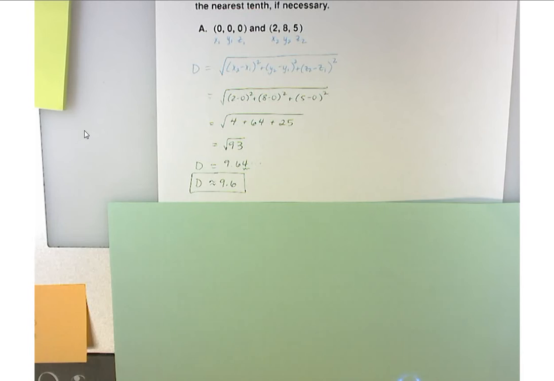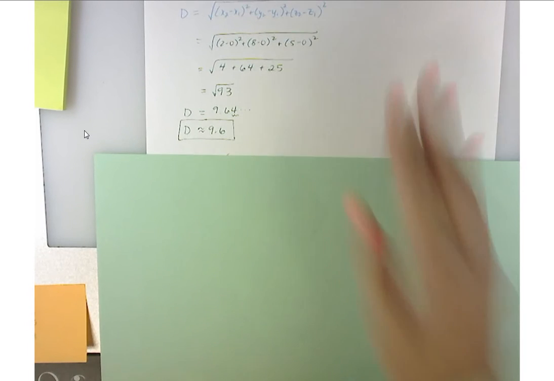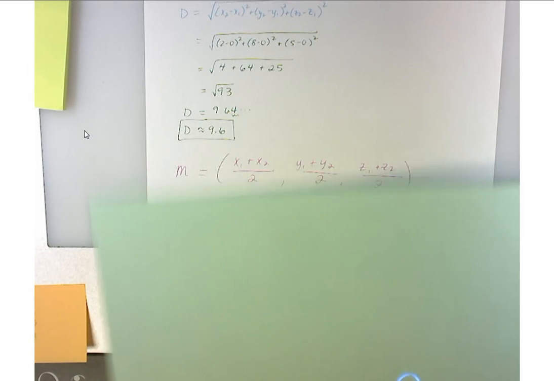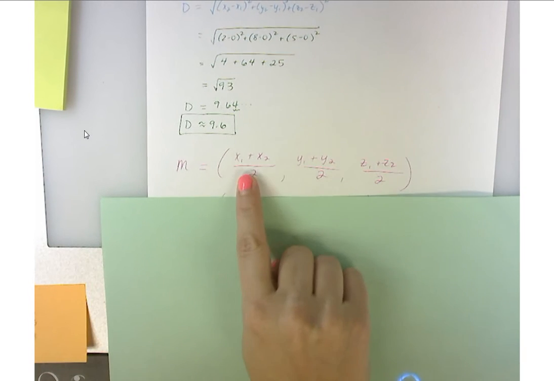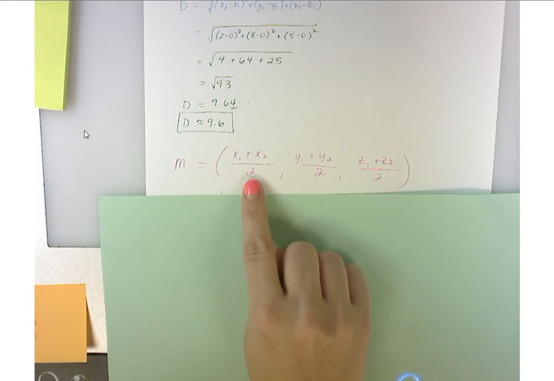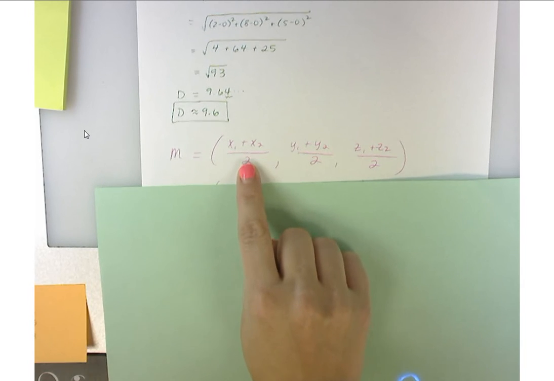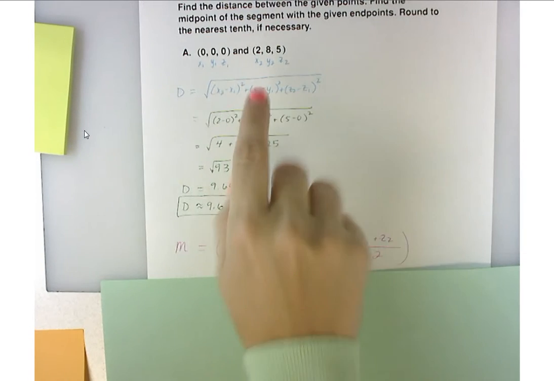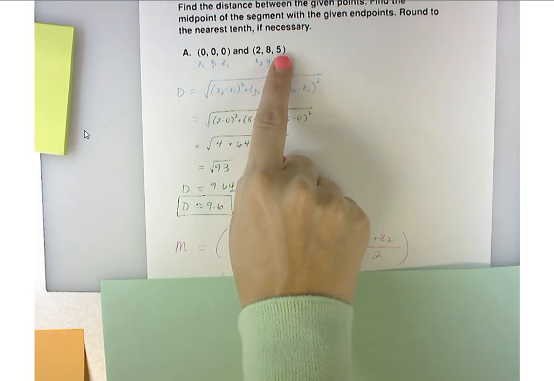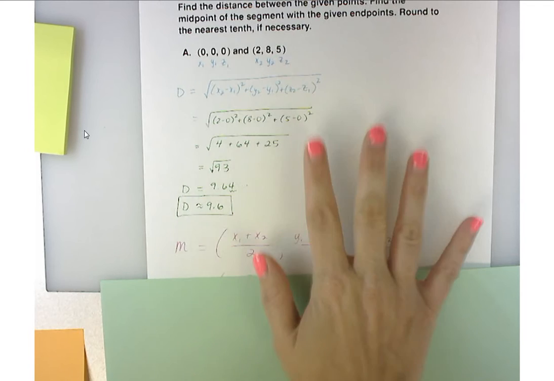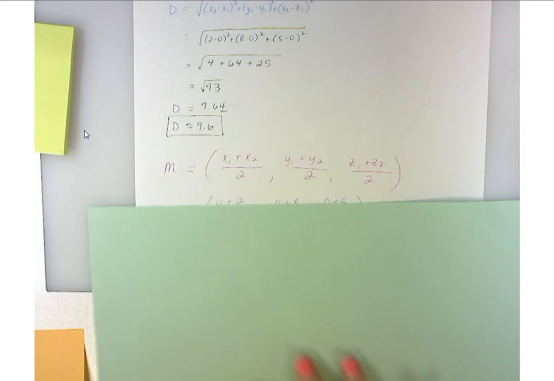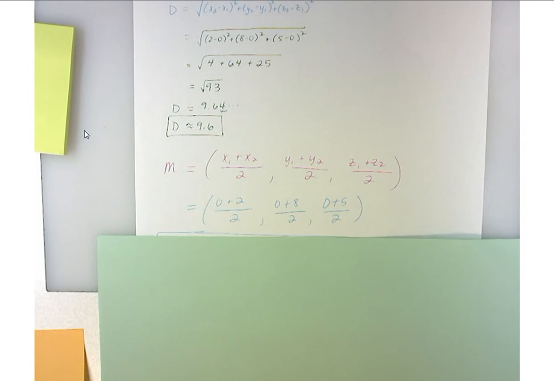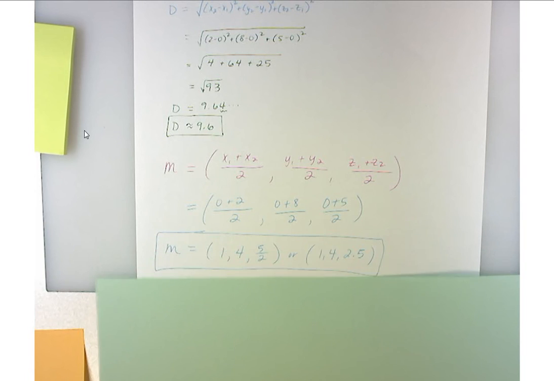All right, and then the next thing we're going to do is the midpoint. Really, the midpoint is just the average of all your points, because you're adding them and then dividing them by 2. So because these are all 0, right, all you're doing is taking these and doing what? Dividing them by 2. So what's 2 divided by 2? 1. 8 divided by 2? 4. 5 divided by 2? 2.5. And you could leave it as 5 over 2, or you could leave it as 2.5.